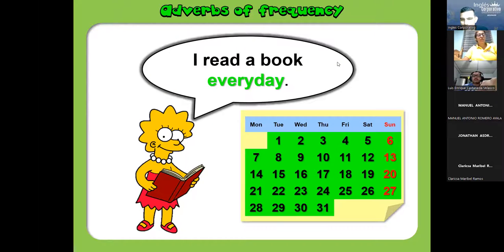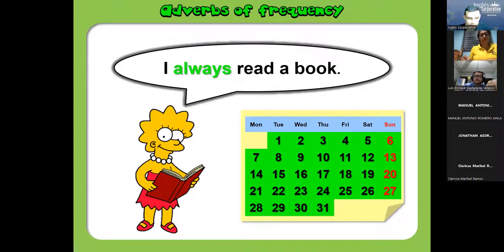I read a book every day. ¿Eso significa que lo hace always? Todos los días. Exactly. Por ejemplo, usted puede decir, I take a shower every day. O puede decir, I always read a book.